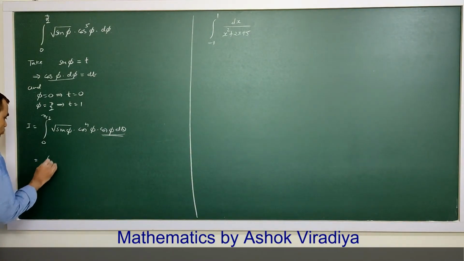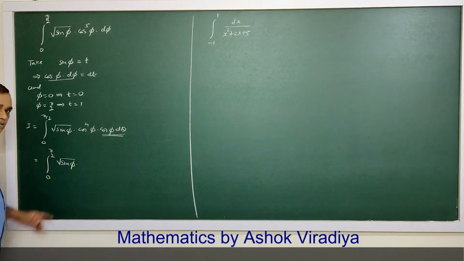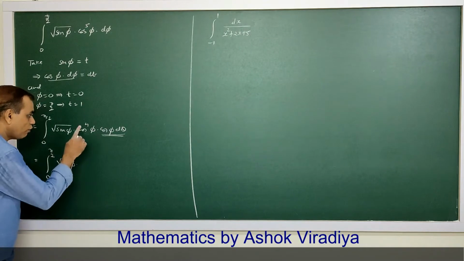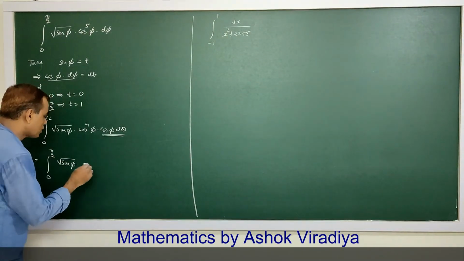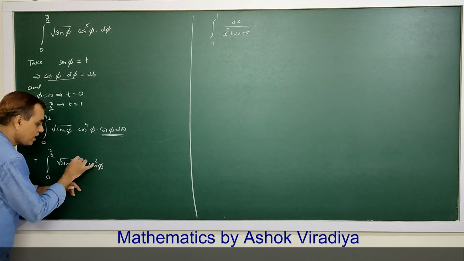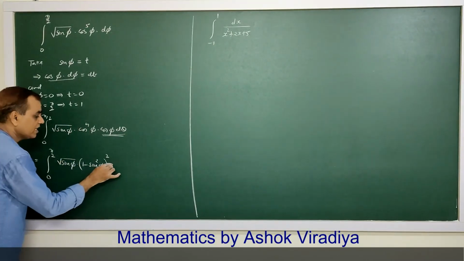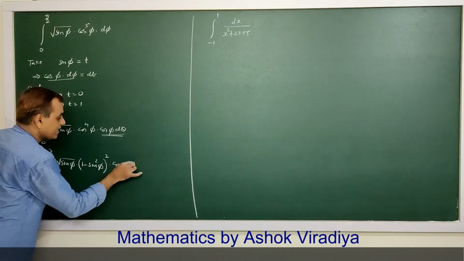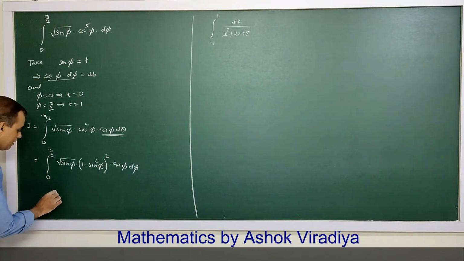So 0 to pi by 2 square root of sine phi, cos raised to 4, that is cos square whole square. Cos square is 1 minus sine square, this is cos square raised to 2, that is cos raised to 4, into cos phi d phi. Now putting values.